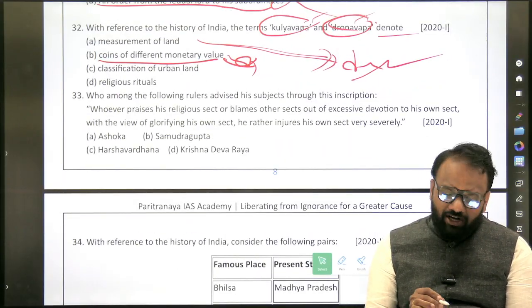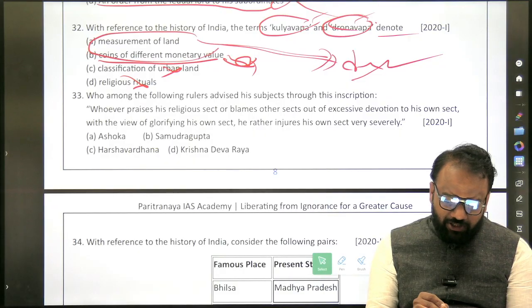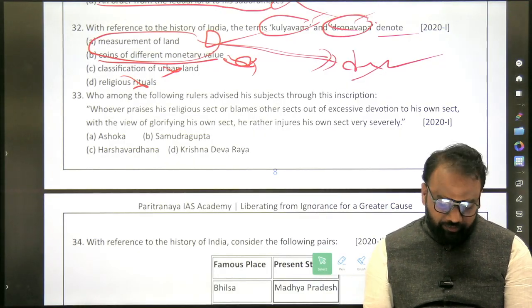Next, classification of urban land, not that important, just leave it. At least on these two options you will focus and you will prepare. Okay, you will prepare.